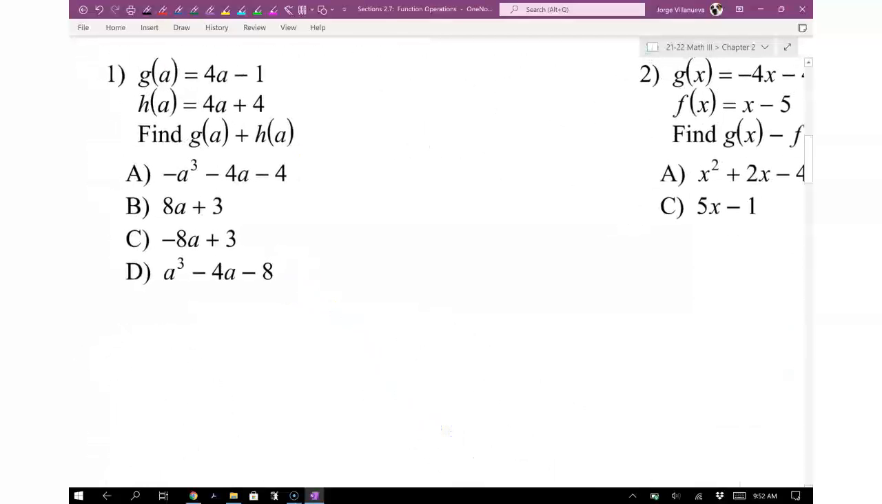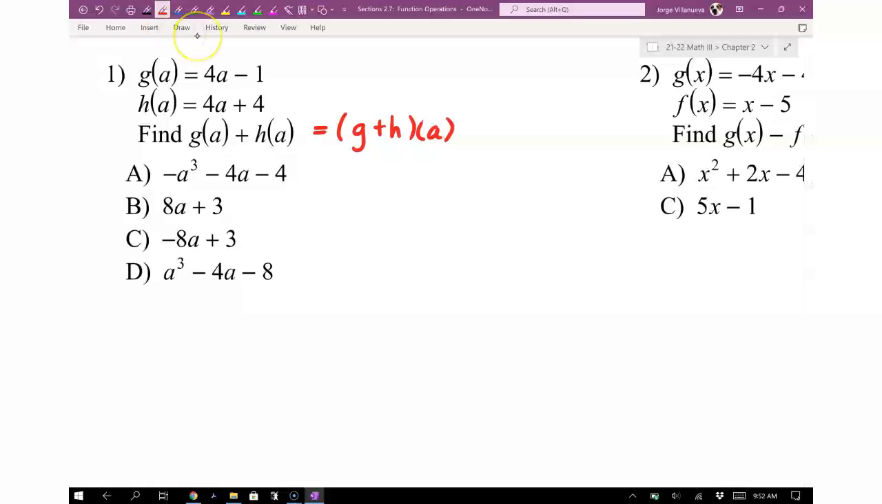They give us g of a, which is 4a minus 1, and h of a, which is 4a plus 4. They want me to find g of a plus h of a. Notice they didn't write it like the notation I wrote in red, and that's okay. They don't have to, because usually when they do write it that way, we want to split it up the way they did it for us. They gave it to us in the normal way, so that's good.